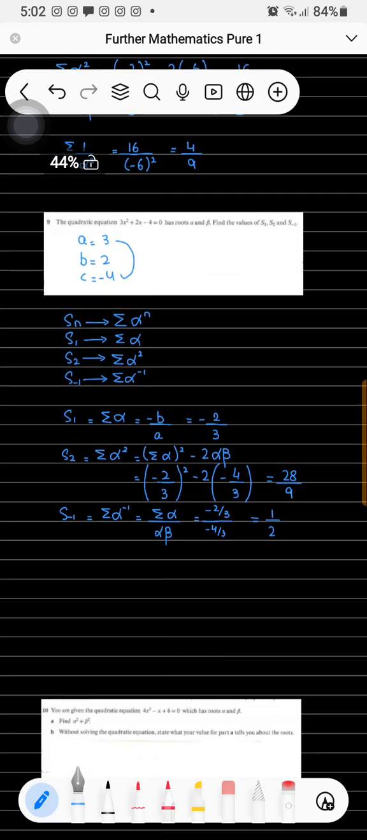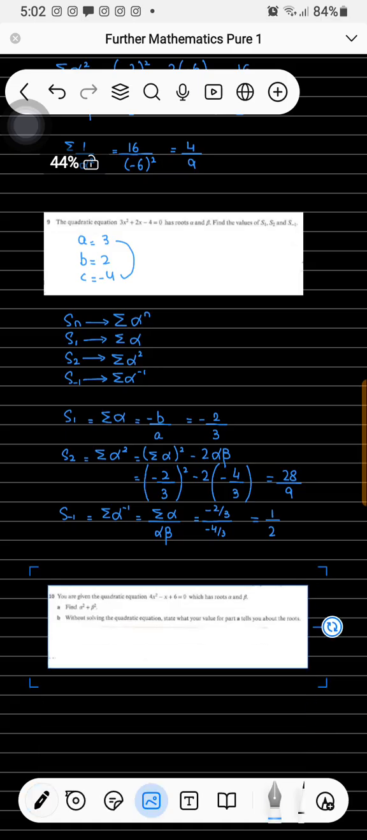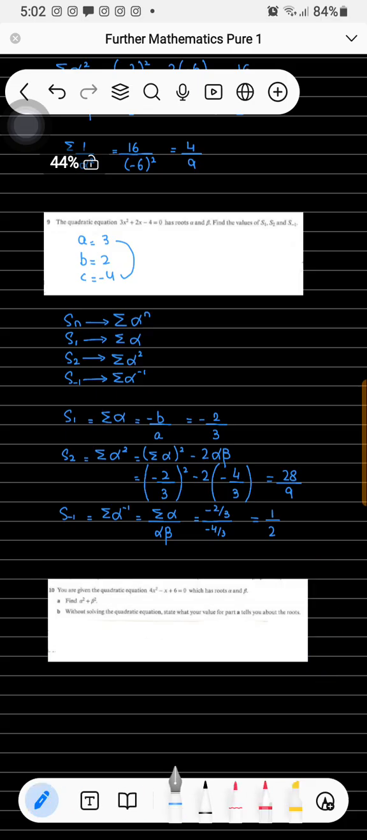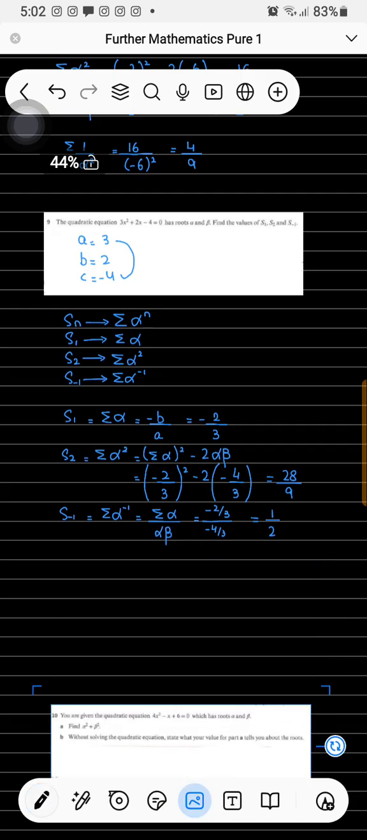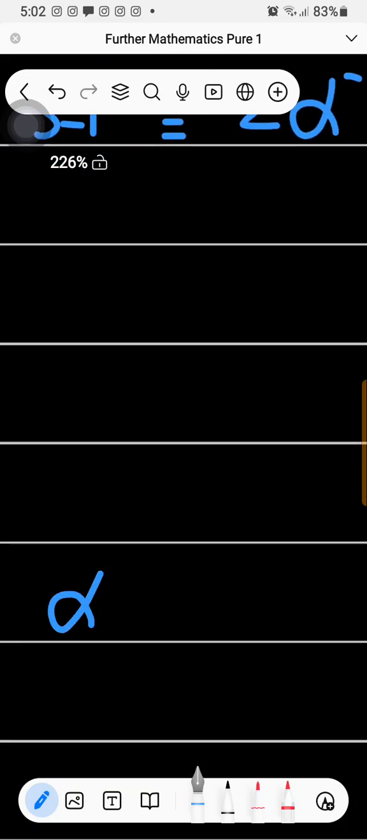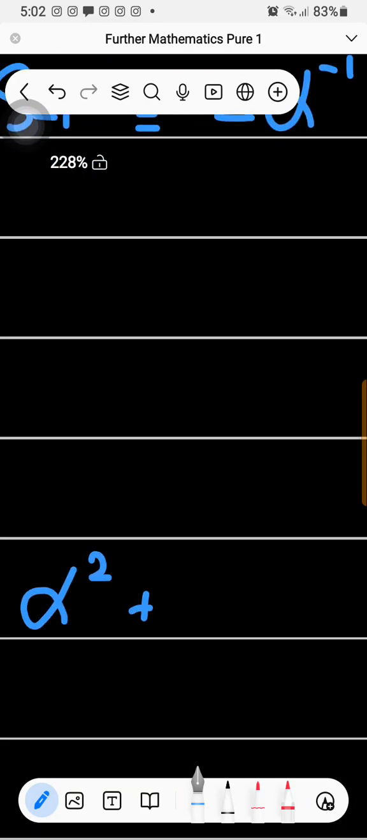So now move to our last question of this topic. After that we will move to the next topic, cubic. I think we can't move today. But before the last question, I want to tell one more thing. So make a space again. Yeah. So alpha square plus beta square.